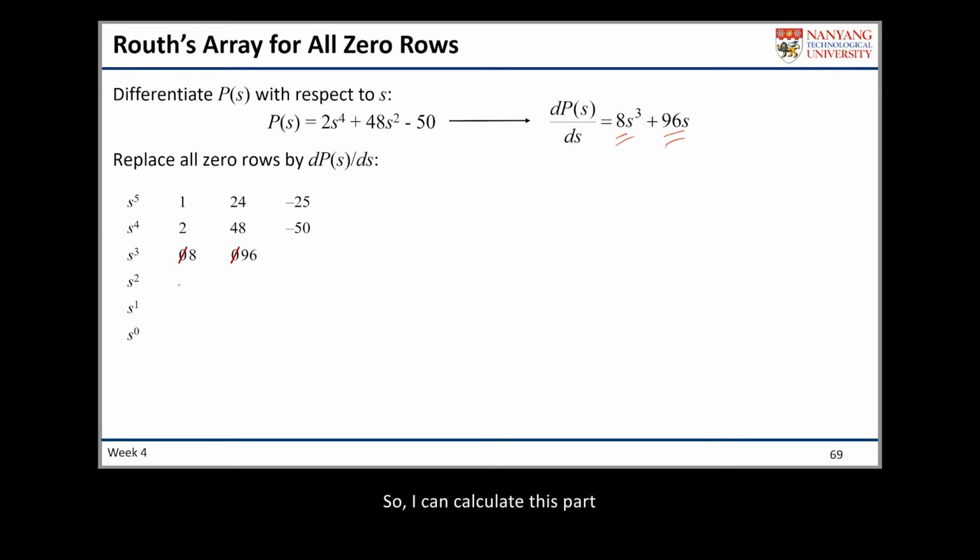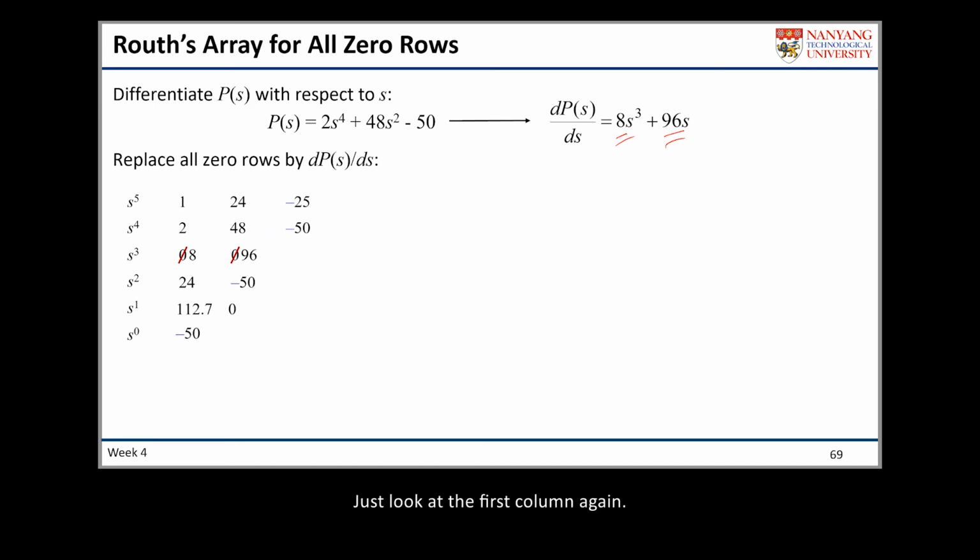So I can calculate this part by taking this matrix. It will be negative determinant of that matrix divided by 8, and so on and so forth as usual. You can complete the Routh array, and then here comes the conclusion.